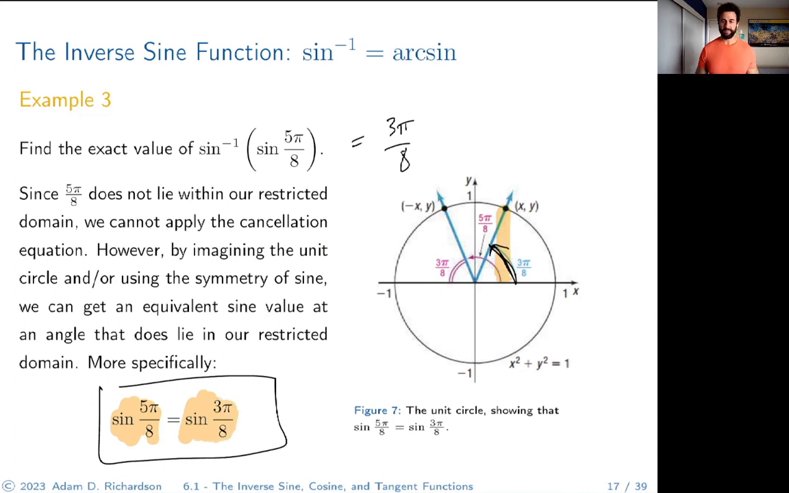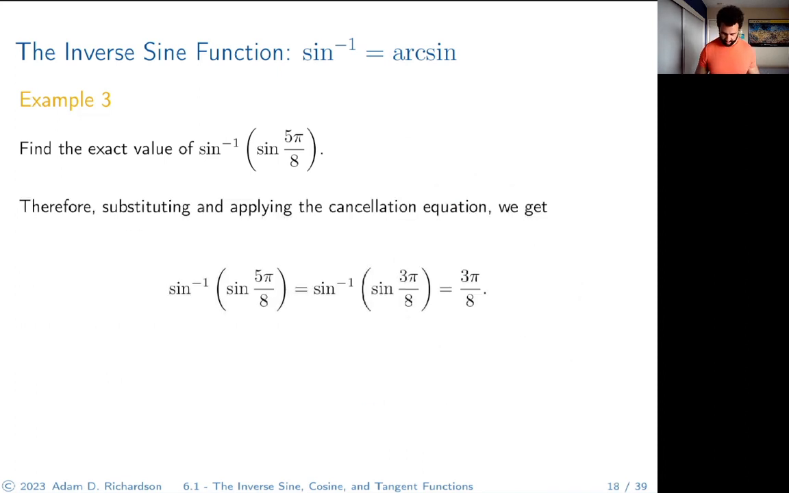So it's not that the angles are the same, it's that the output of those two angles under the sine function is the same. So written out nice and clean here, we get that sine inverse of sine of 5 pi over 8 is equal to sine inverse of sine 3 pi over 8. And now we can apply the cancellation equations and we get 3 pi over 8. There we go. We're going to do another couple examples like this as well, because it does take some time to get used to it.